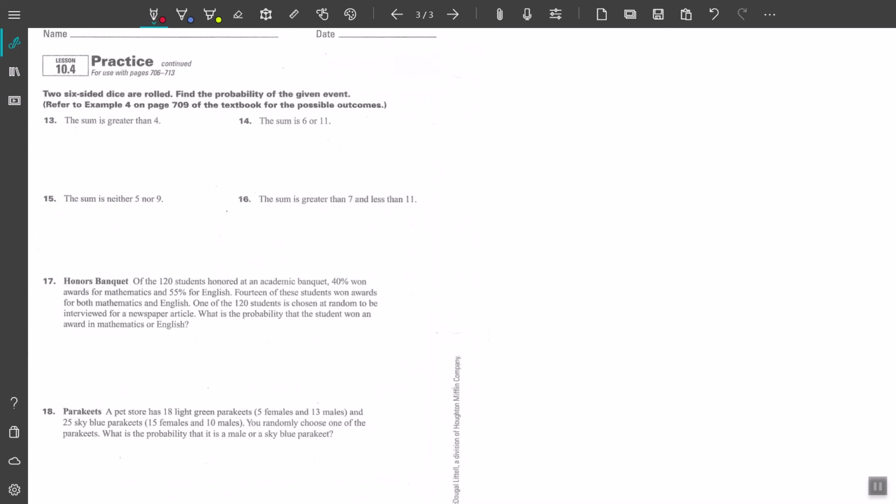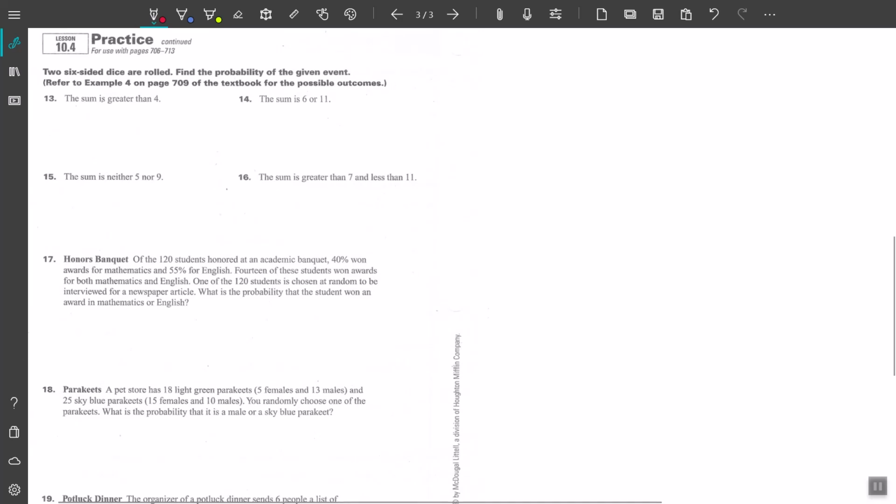Make sure you're on page 709 in the textbook for this section. They have a diagram there of all the possible outcomes, the 36 possible outcomes if you roll two six-sided dice at the same time. It gives you all the options of the outcomes that can happen, and we need to have that so that we can do these problems.